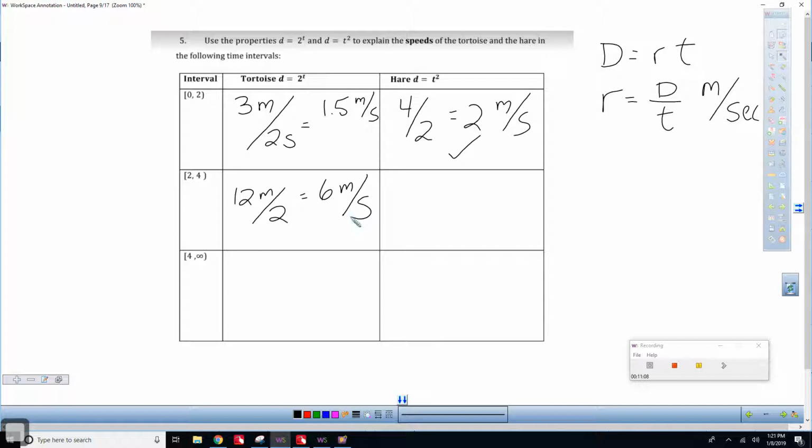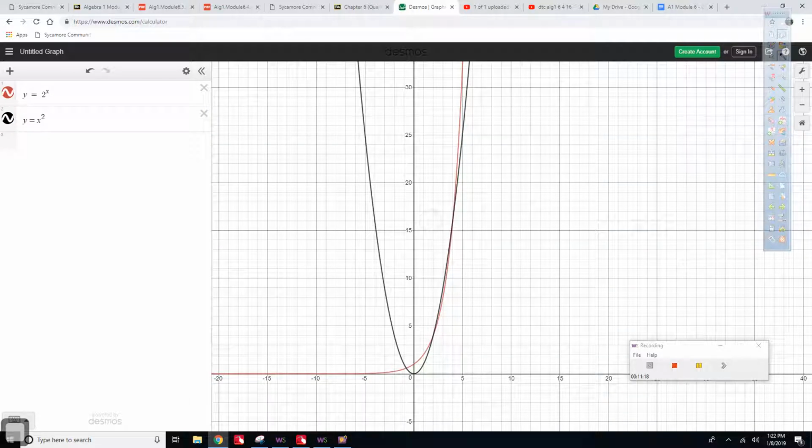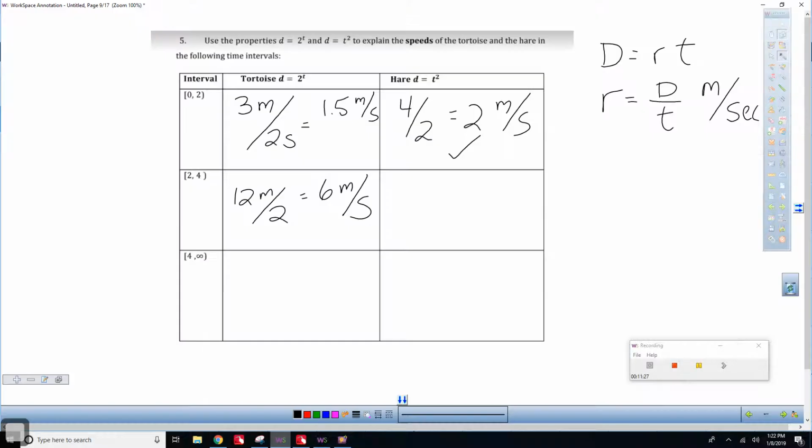It's also traveled, if you look at that graph, it went from 2 to 4, and it went from 4 meters to 16 meters. They have those 2 points in common. We already knew that. So this is also 6 meters per second. So they're tied. Okay? From 4 to infinity, oh man, the speed?